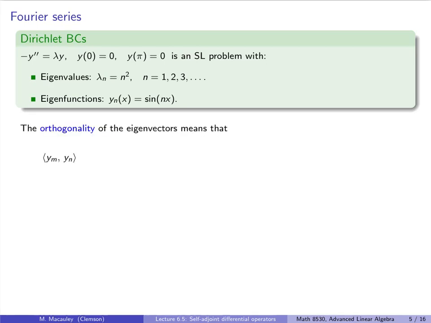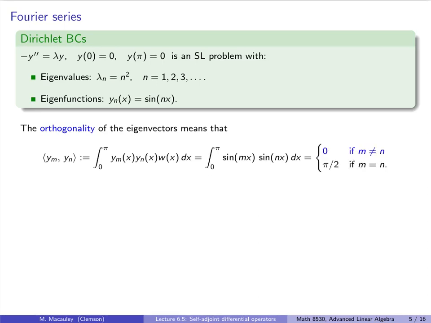The orthogonality of the eigenvectors guarantees that for any two of these, ym and yn, if you take their inner product, in other words, the integral from 0 to pi of ym times yn times the weighting function, which is 1, in other words, the integral from 0 to pi of sine mx times sine nx dx is simply 0 if m and n are different. That's by orthogonality, and you can check that it turns out to be pi over 2 if they are the same.